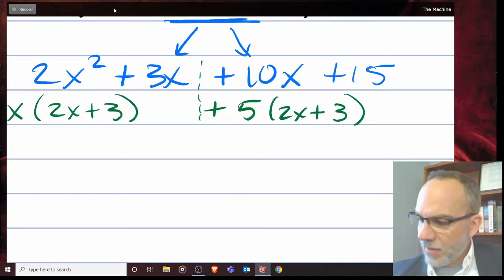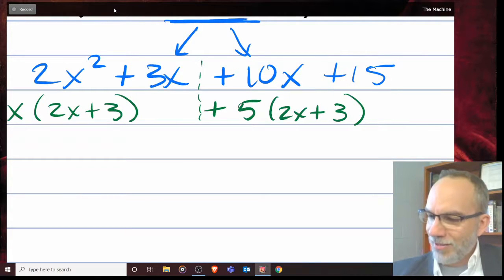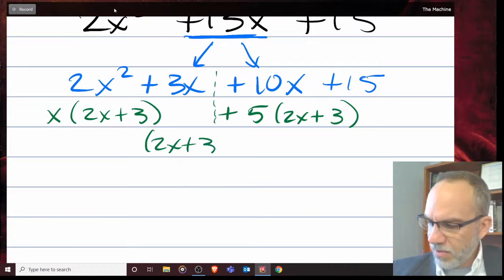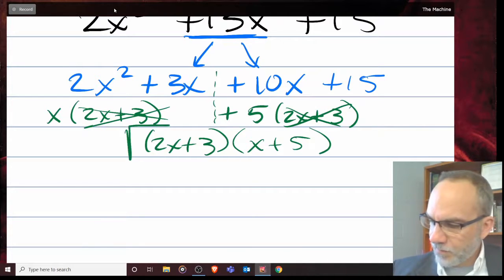And then my last step is just mentally double check. If I take a positive 5 times a positive 3, do I get a positive 15? Yes, I do. And so now my common factor is going to be a 2x plus 3. And once I strike that out, the pieces that remained, an x plus 5. Here we go.